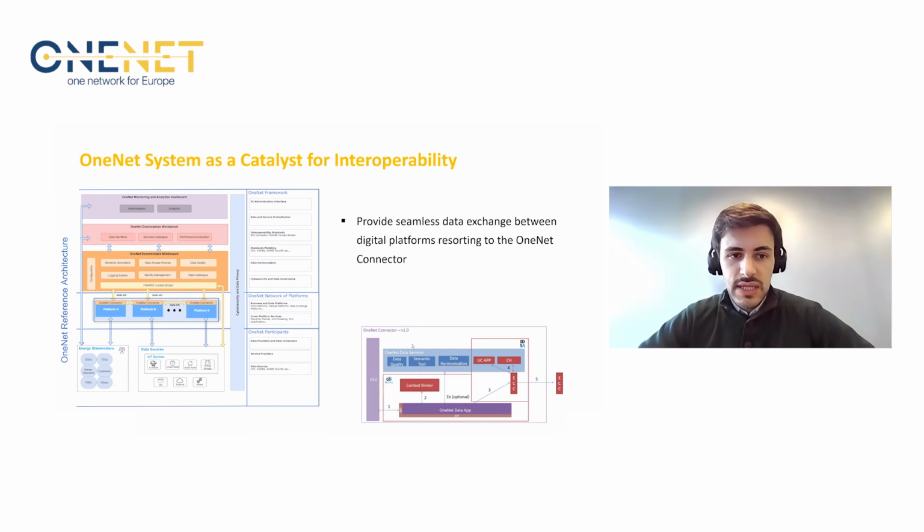This OneNet connector is composed of 5 building blocks that I will not enter in too much detail, but just referring that it has a graphical user interface, a data app, a context broker, and IDS-based connectors, and also some data services, making this connector fully compliant with initiatives such as the International Data Spaces Association.